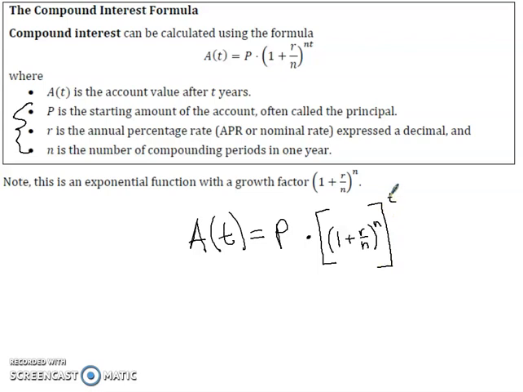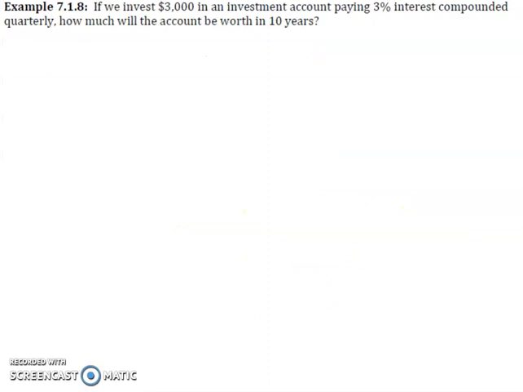But T is a variable. It changes depending on the amount of time that you are looking at. So we really have two variables in this scenario. We have A, which is the amount in our account, and it depends on T, which is our time. So we can look at this as an exponential function. A of T equals a times b to the power of T, where a is my principal and b, my growth factor, can be found by looking at that base. Go ahead and take a moment to pause the video and try example 7.18 on your own.